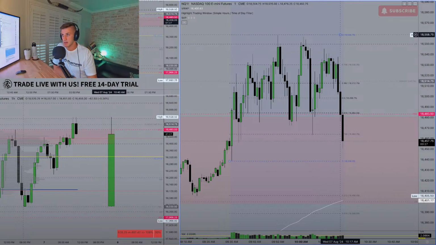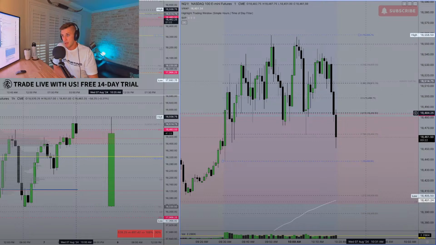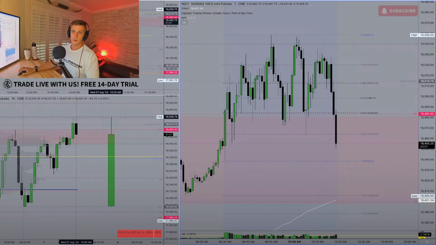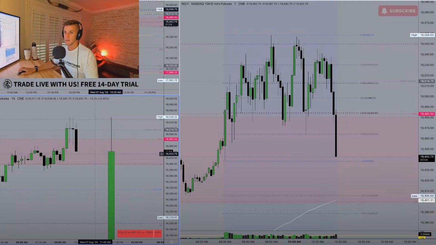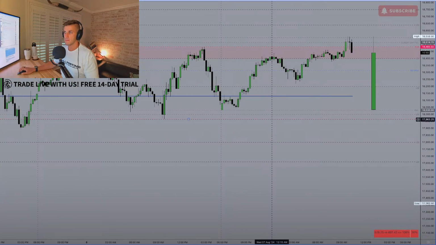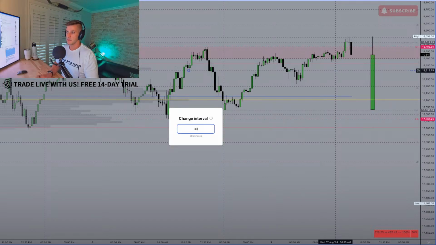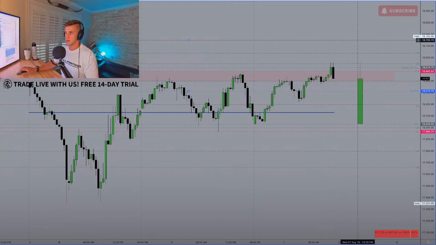NQ coming into session lows here. So anything below prior day high on both the indices, I would be cautious with long setups personally, especially if this starts to look more and more like a failed breakout. 15-minute NQ, let's see. Yep. Yeah, potential failed breakout in the works here. See 30-minute. 30-minute is bearish engulfing so far.